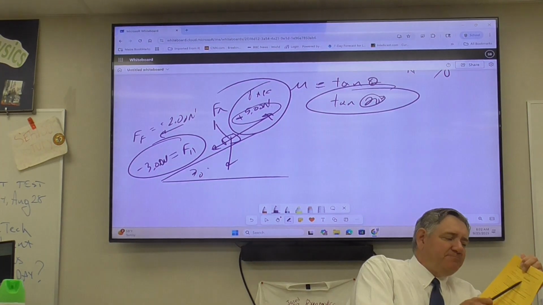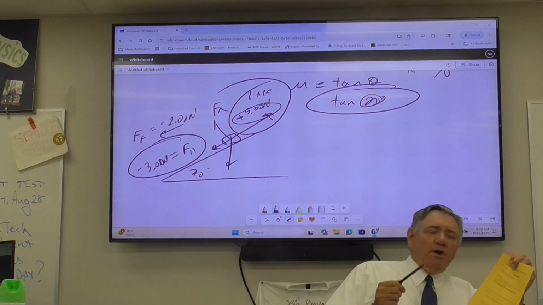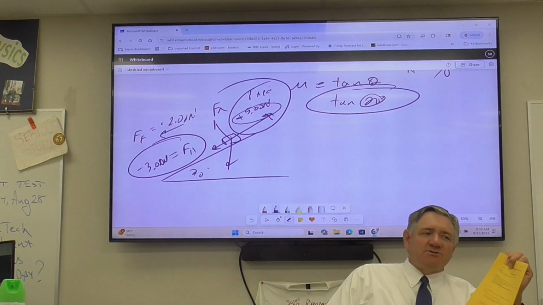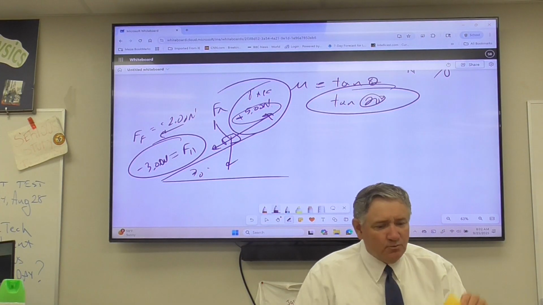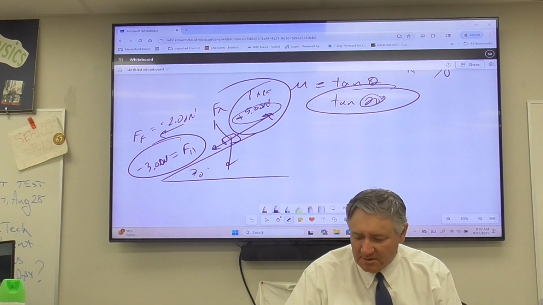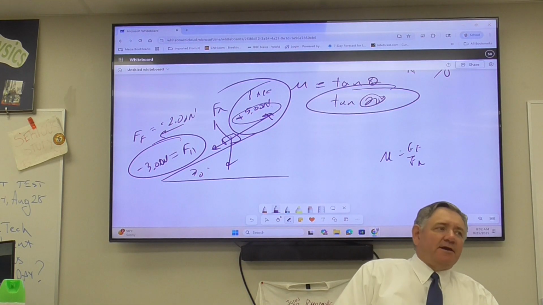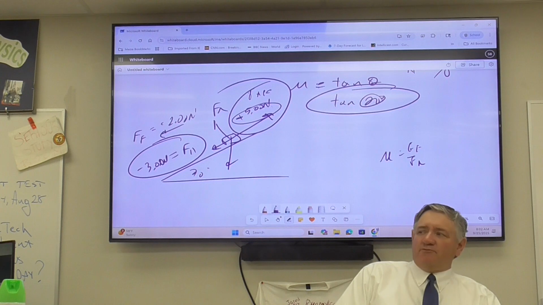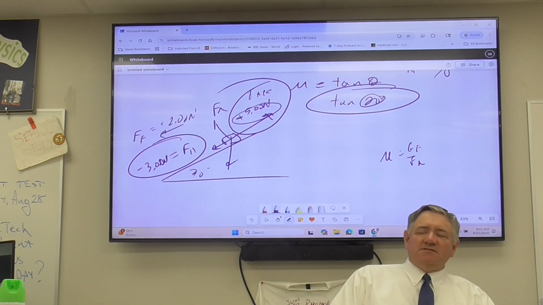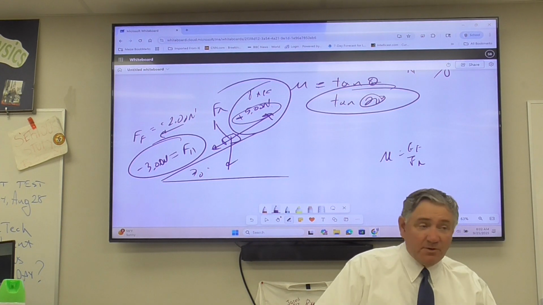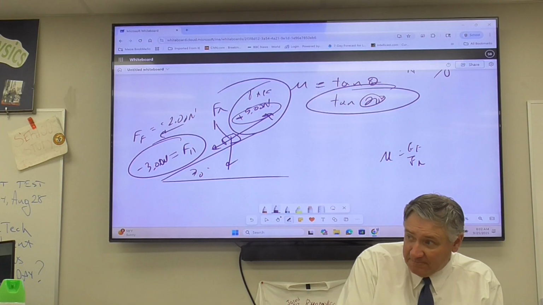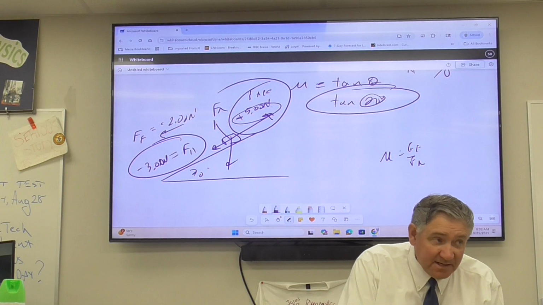Now, notice in big bold letters up here at the top of the lab, what do I tell you to do? Show all calculations. Let me show you what is not showing a calculation. Mu equaling force friction over force normal. That is not a calculation. You have written down a formula. That doesn't tell me what numbers they use. Is the formula important? Absolutely. But that isn't showing work, okay?